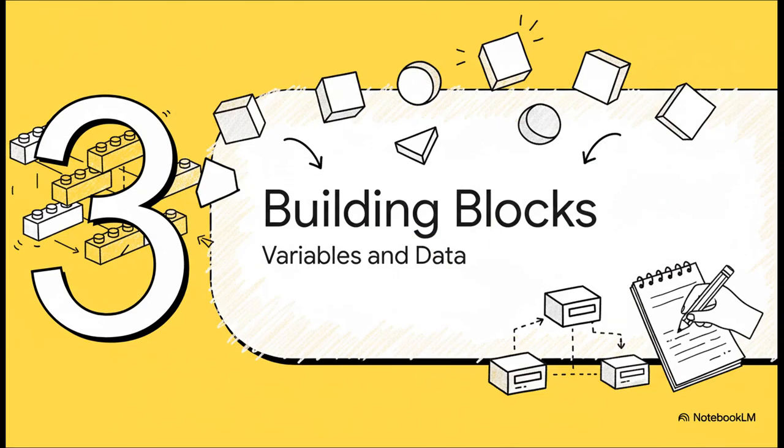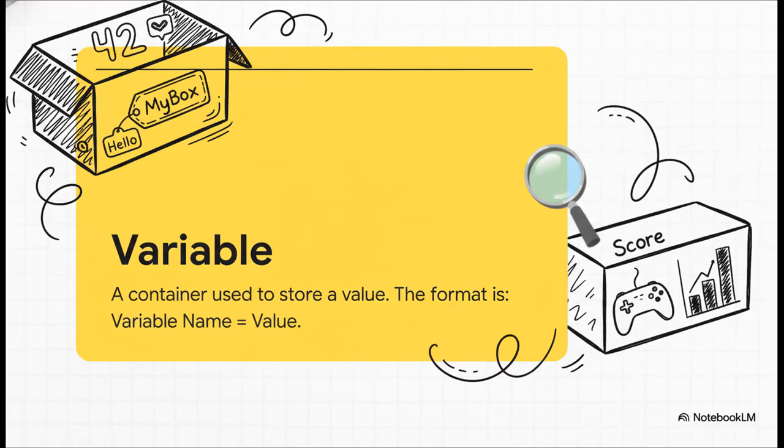Okay, so if we're going to build something, we need materials, right? In programming, our materials are data. So before we can even write instructions, we need a way to store and label all that information. Let's look at the most basic building block for doing exactly that. And that fundamental container is called a variable.